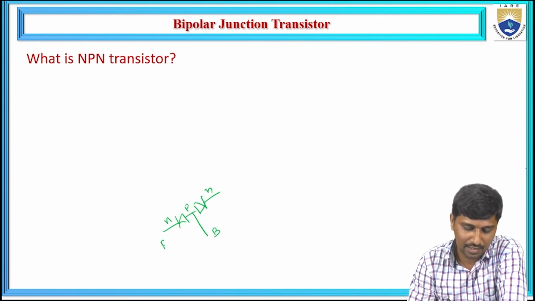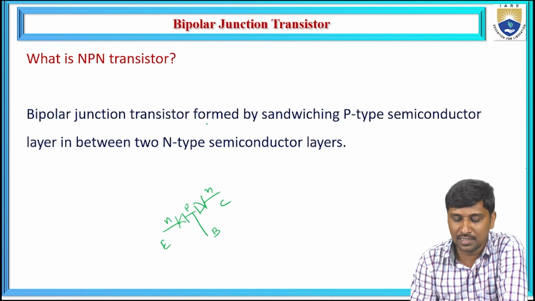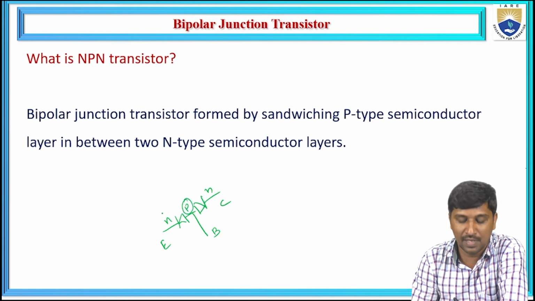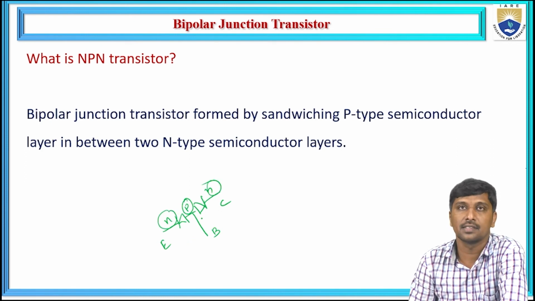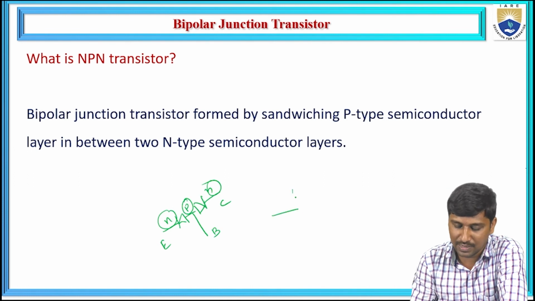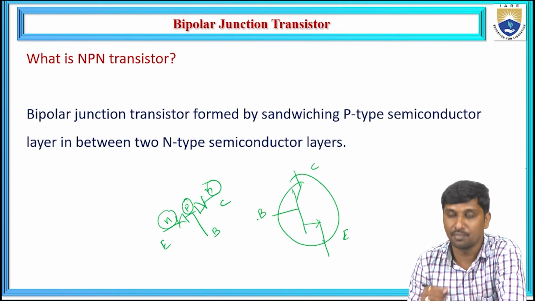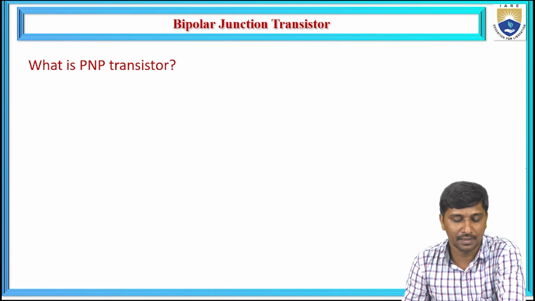This is the base, emitter and the collector. Hence it is represented as a bipolar junction transistor formed by sandwiching a P type semiconductor layer in between two N type semiconductor layers. That is called an NPN transistor. This is the symbolic representation of the NPN transistor, with collector, emitter, and this is base.